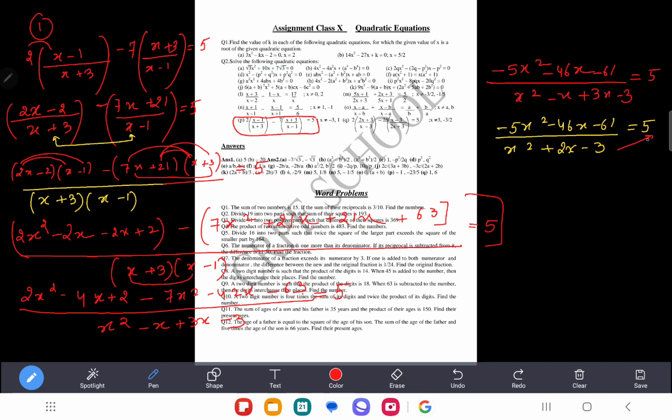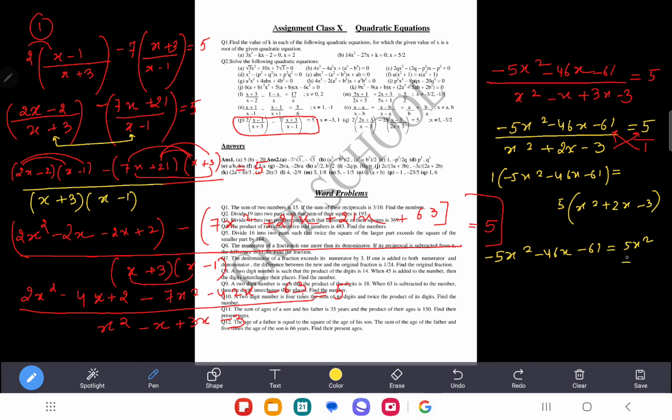And then we just crisscross, because here the denominator is going to be 1. And then when you just crisscross, what do you get? You get 1 times minus 5x square minus 46x minus 61 shall be 5 times x square plus 2x minus 3. So minus 5x square minus 46x minus 61 here is going to be 5x square plus 10x minus 15. And then you bring everything on the other side.